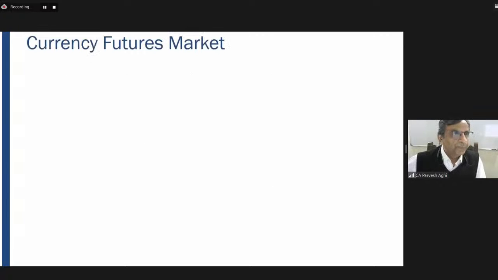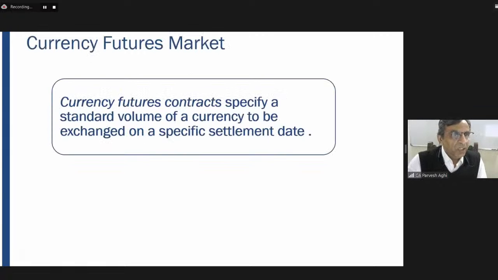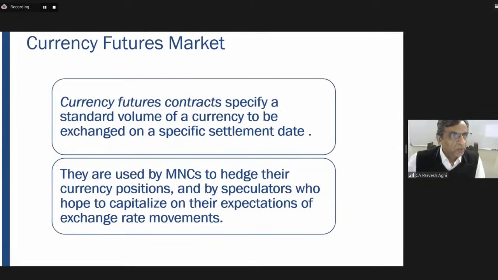Okay, fine. Currency future contracts specify a standard volume of a currency. Standard volume of a currency. That means it will be in multiples of $1,000 or 1,000 euros or 1,000 pounds. In yen, it will go to 1 lakh yen. Okay, we'll talk about the lot size of the yen also later on. So they are used by multinational companies to hedge their currency positions, and by speculators who hope to capitalize on expectation of exchange rate movement.